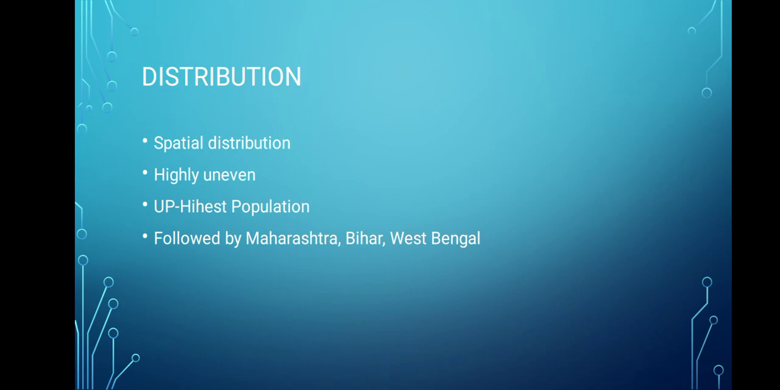Now we discuss spatial distribution. Spatial distribution means local distribution. The distribution of population in India is highly uneven. Means some parts of the nation are highly populated while other parts are less populated. The areas like West Bengal are very highly populated. Kerala also has high density of population. In the same way, Uttar Pradesh is the highest populated state of India, followed by Maharashtra, Bihar, and West Bengal.